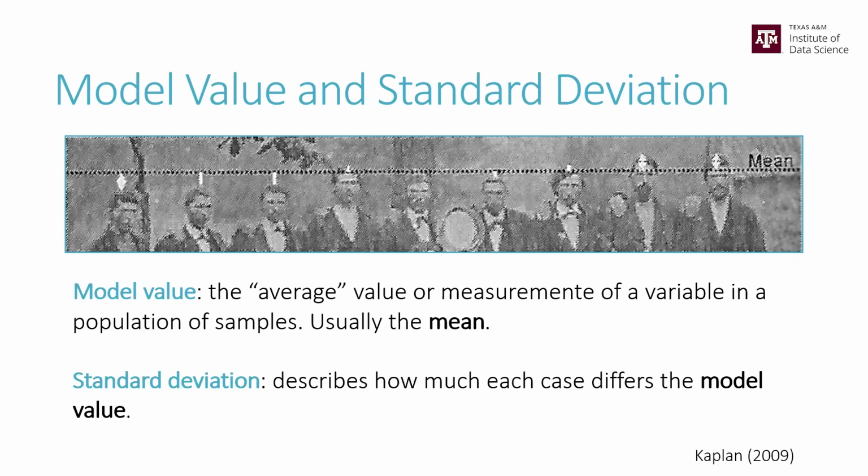These 9 gentlemen of different heights are shown one next to the other, with a line representing the model value for the height, and additionally, a white line on each person represents the deviation from each case.